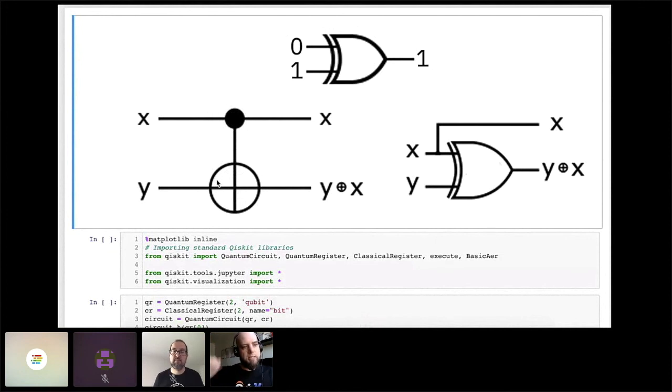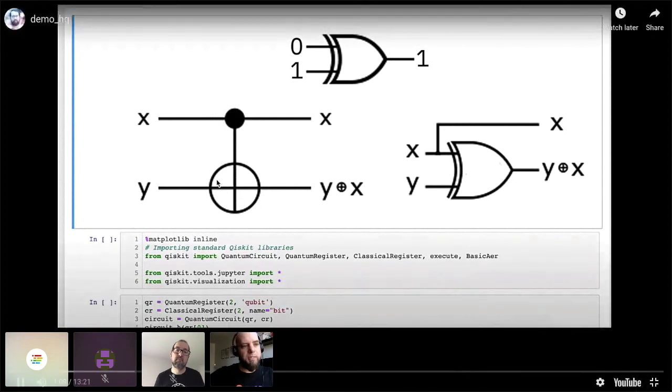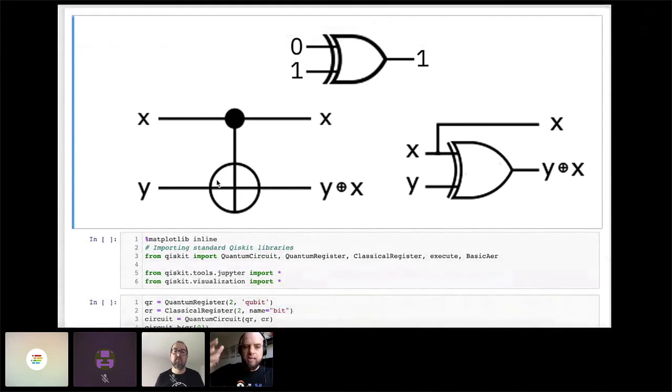Notice that unlike the classical XOR, the quantum CNOT is reversible. That means that you can reconstruct the input if you know the output. So in order to increase the similarity between these two gates, we have to add this extra wire here on top. So now they are even more similar. Again, they are not exactly the same, but for the sake of connecting concepts, I think that will do.